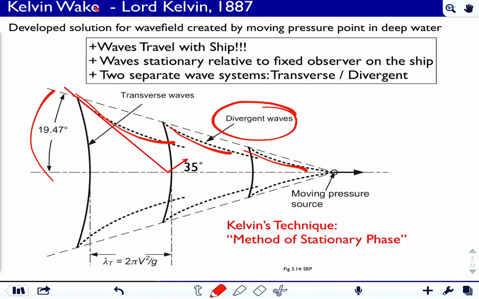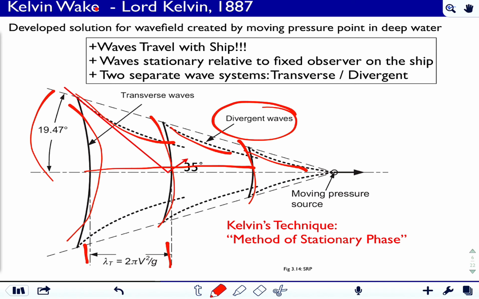And then we have these other wave trains here, the transverse waves, which are moving along the center line of the boat here, normal to the along-ship direction. And this transverse wavelength, we'll go through this formula in a few slides, is related to the square of the ship speed. So the wavelength, or the distance between those transverse waves, is set by the ship speed.